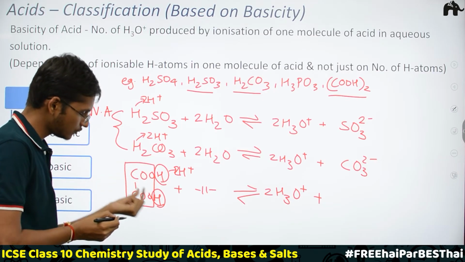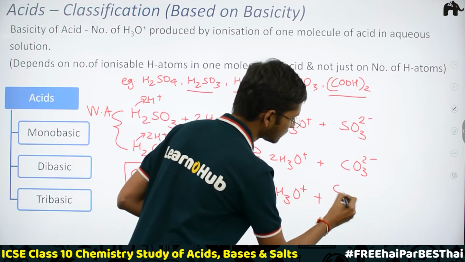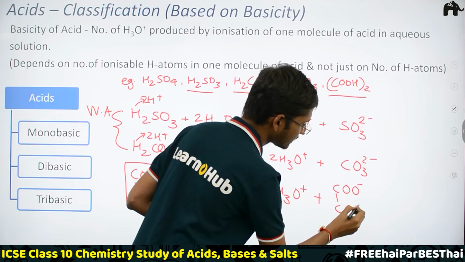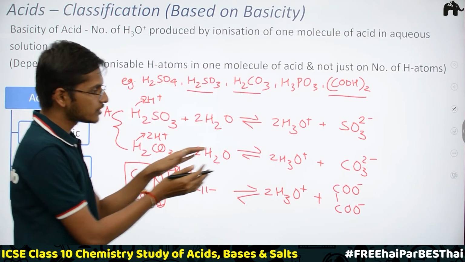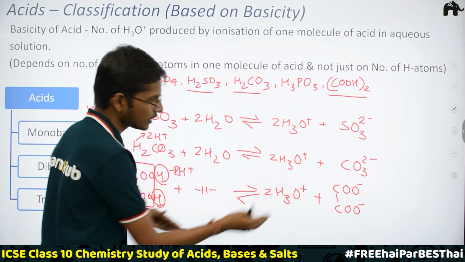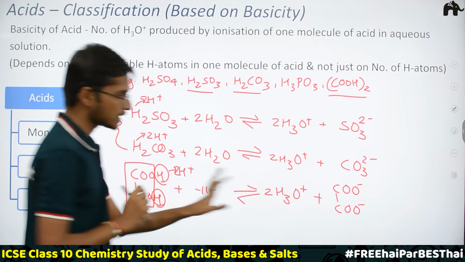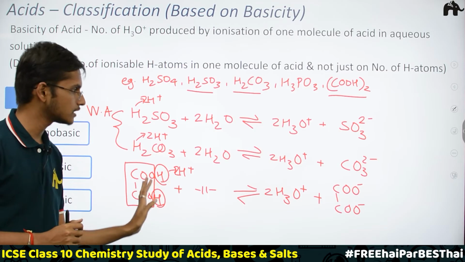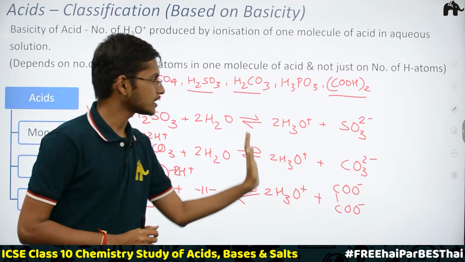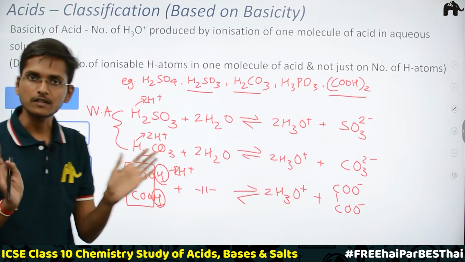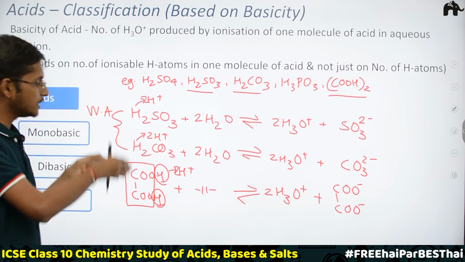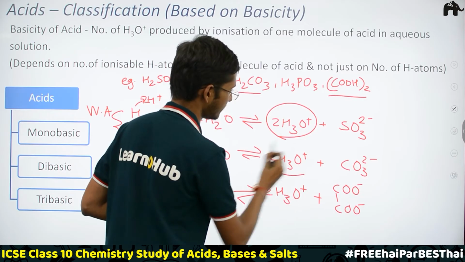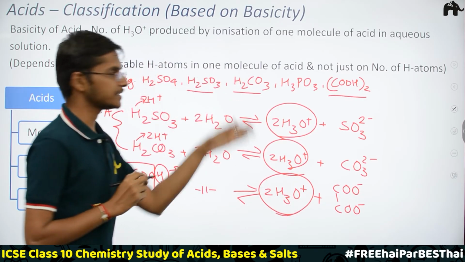COO, and the bond is between this carbon atom. Here it would be a negative charge, and here a negative charge, so it would result in 2 negative charges. See, 2 negative charges and 2 positive charges, so the charges are balanced. In this way they ionize to form 2 hydronium ions. That's why they are dibasic.